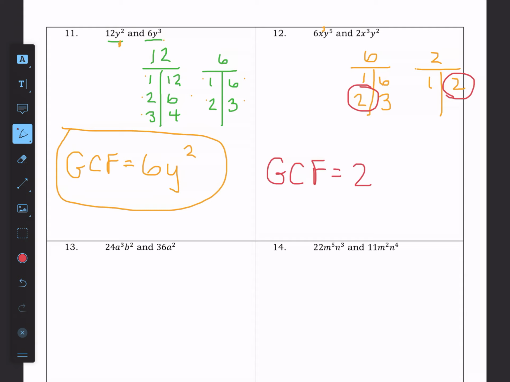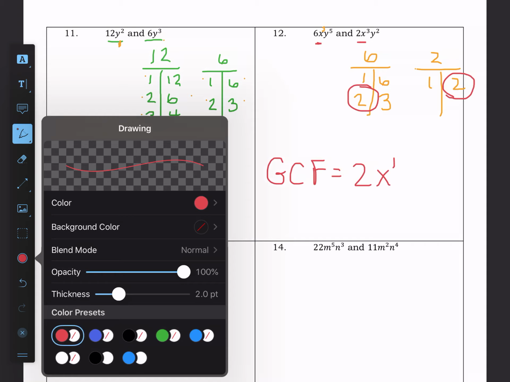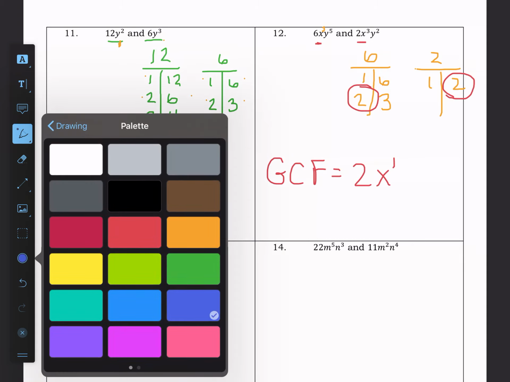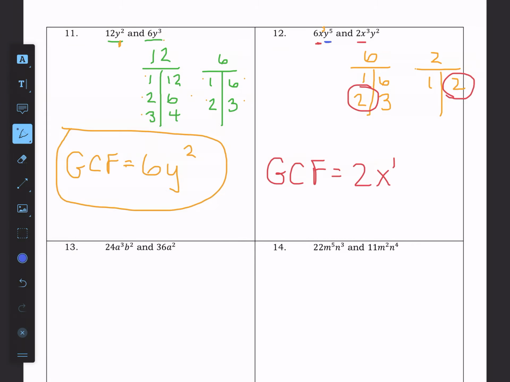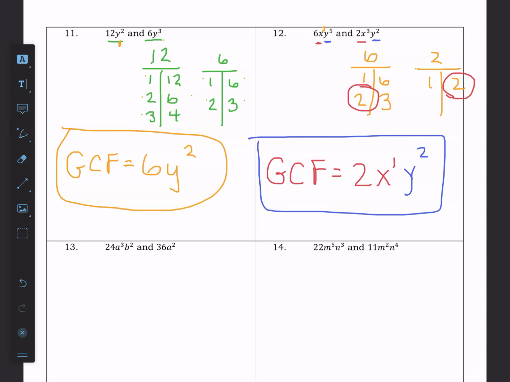Now the second part, let's just focus on the x's. So we have x to the first and x cubed. Just take the lower exponent, which is x to the first. Now let's focus on the y's. We've got y to the fifth and y squared. Take the lower exponent, y squared. There you go. That's it. All right, you guys are doing great.